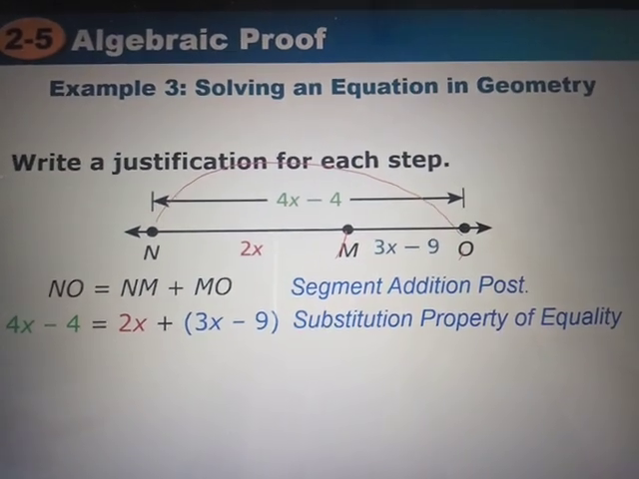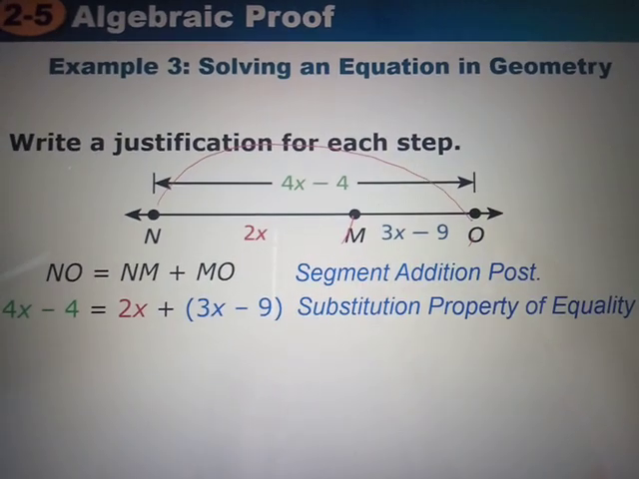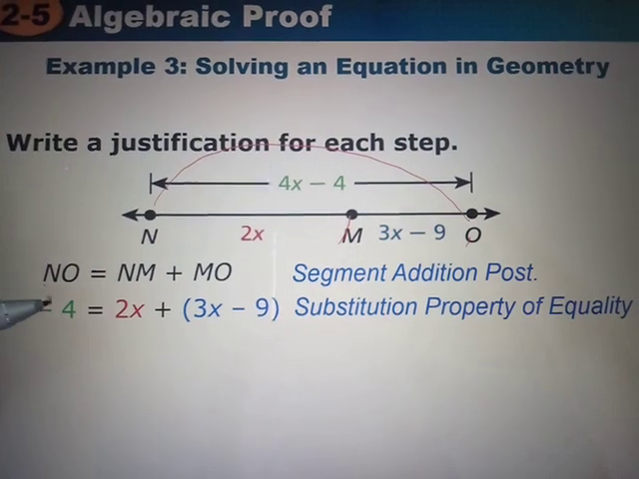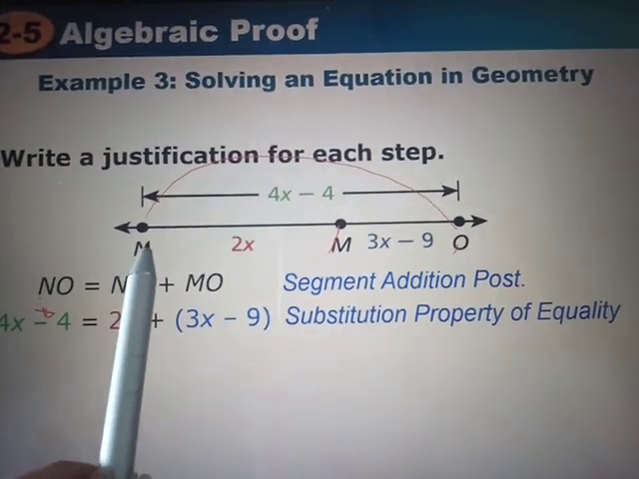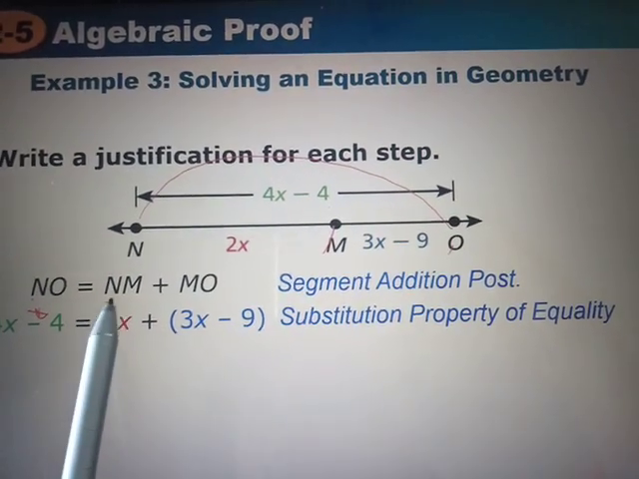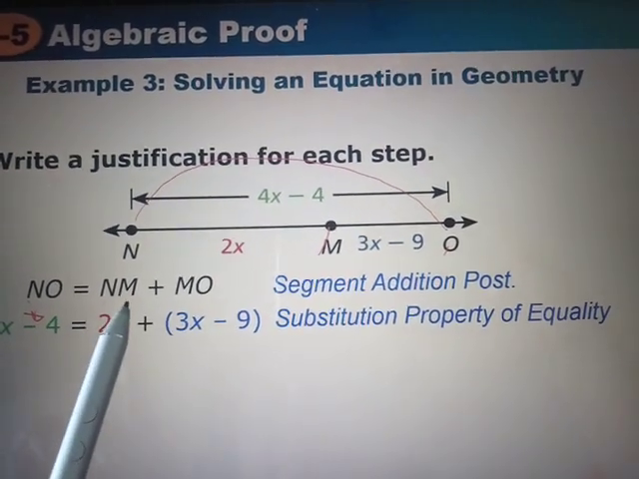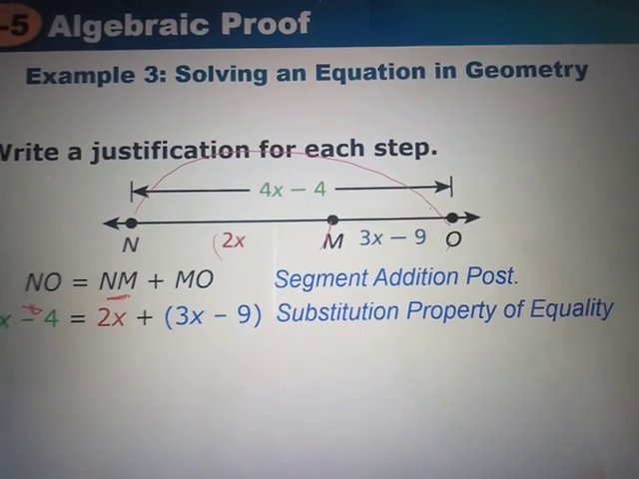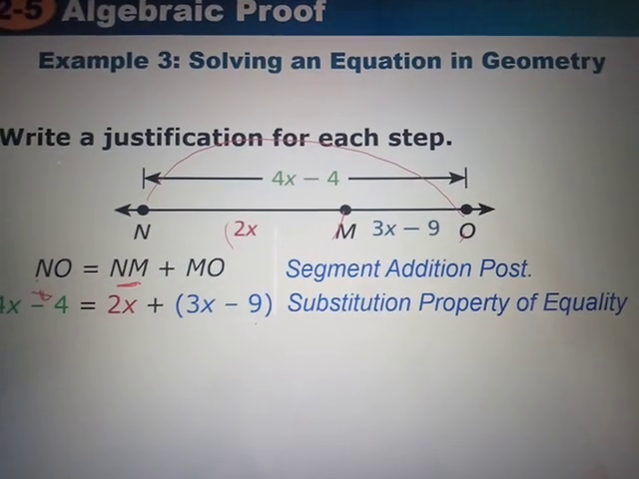Now I substitute. What does substitution property of equality mean? Instead of the name or the length, I substitute the expression that represents it. So what expression represents the length of NO? 4x minus 4 equals. What represents the length of NM? The length of NM is 2x, plus 3x minus 9, okay?